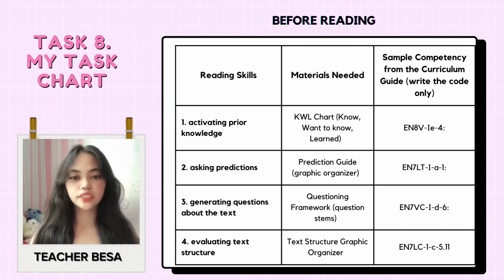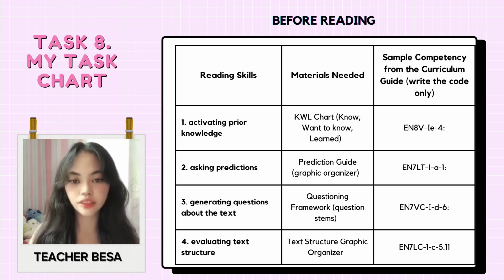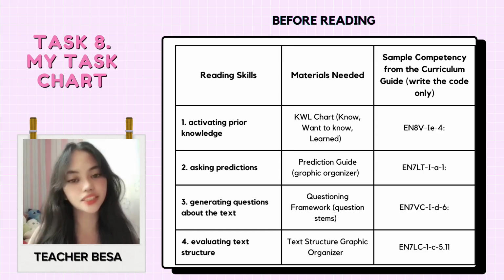Number 3, reading skill: generating questions about the text. The material needed is a questioning framework or question stems. The sample competency from the curriculum guide is EN7VC-I-D-6. Generating questions before reading fosters curiosity and sets a purpose for reading. By using a questioning framework, students can create specific questions they want to answer, which guides their focus and enhances their comprehension. This curriculum code highlights the importance of inquiry-based learning in developing critical thinking skills.